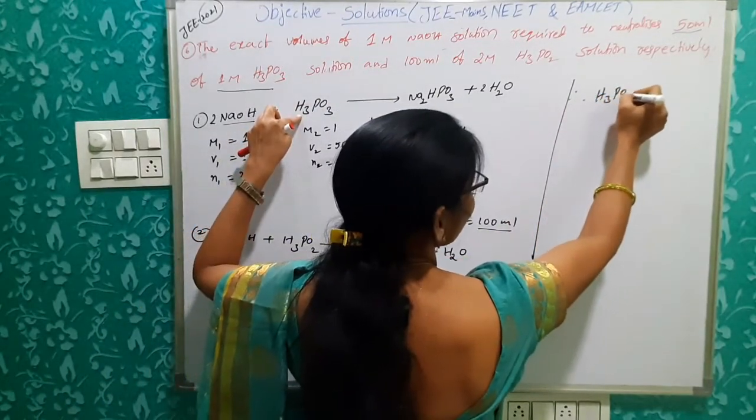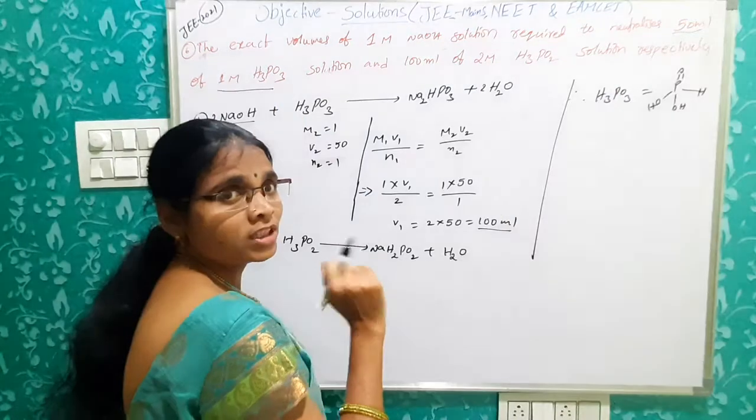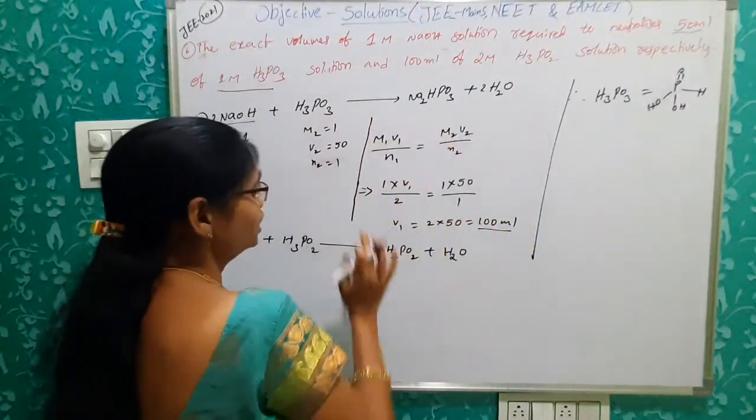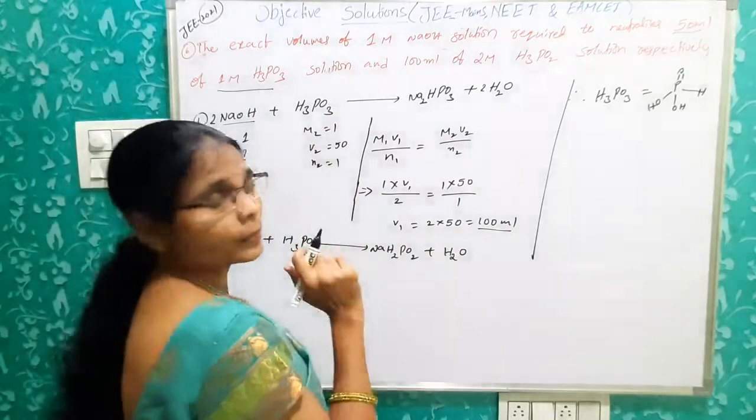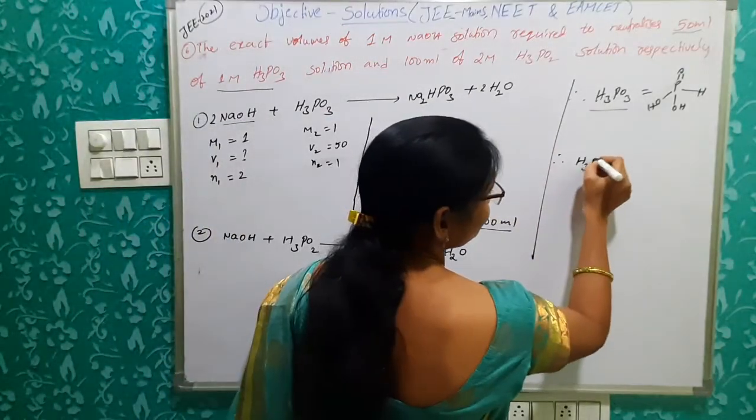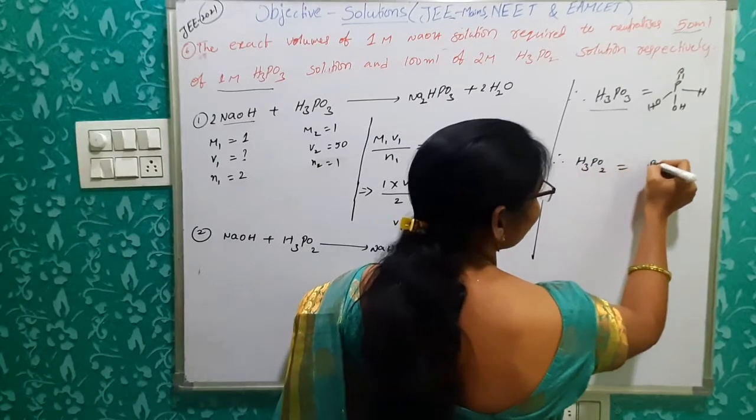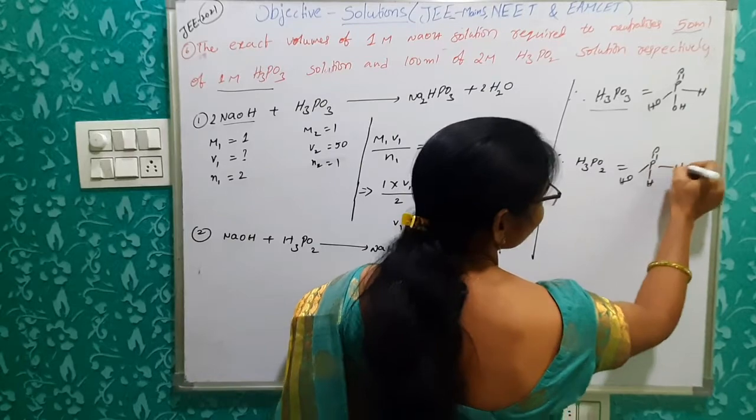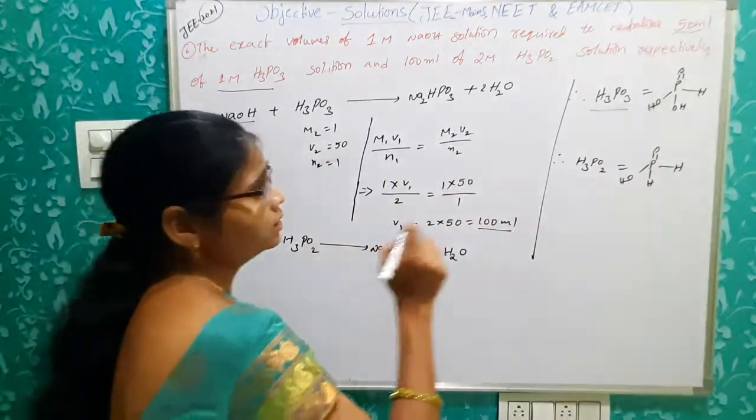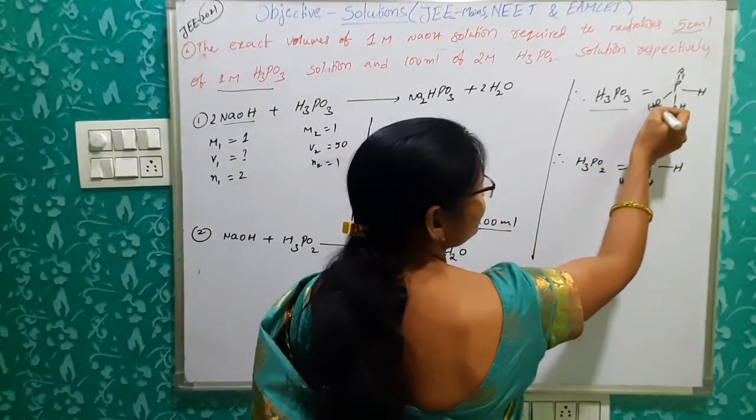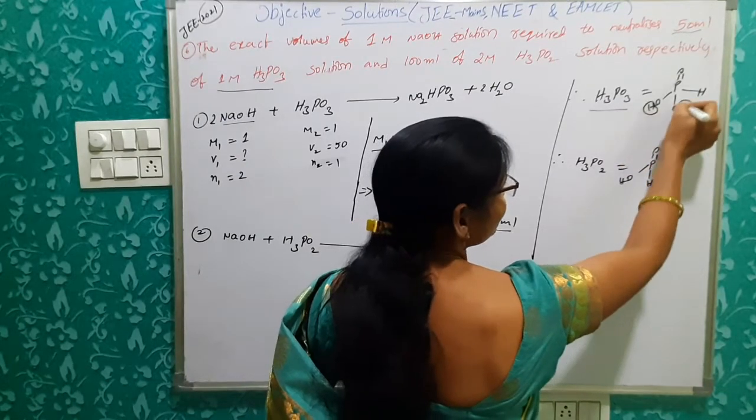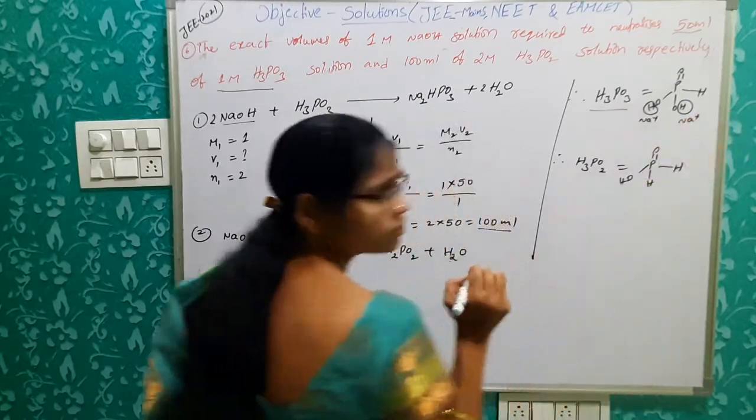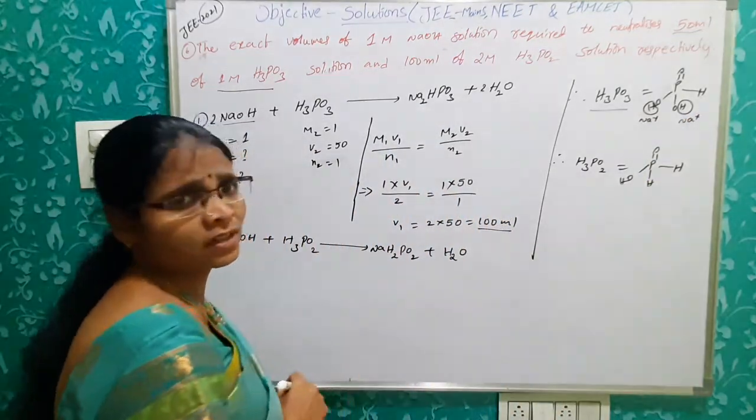H3PO3 means write down structure of H3PO3. We should have an idea on structures of H3PO3 and H3PO2. Okay, write down H3PO2 also. P double bond O, OH, H, H. See here, hydrogens are connected to the oxygens. These hydrogens can be replaceable by sodium ions only. Okay, so that is basicity of that acid.